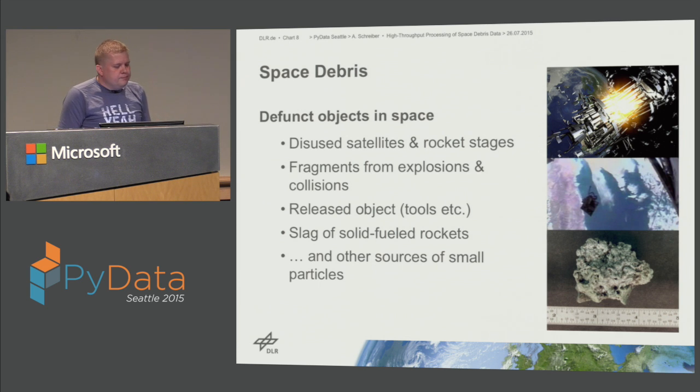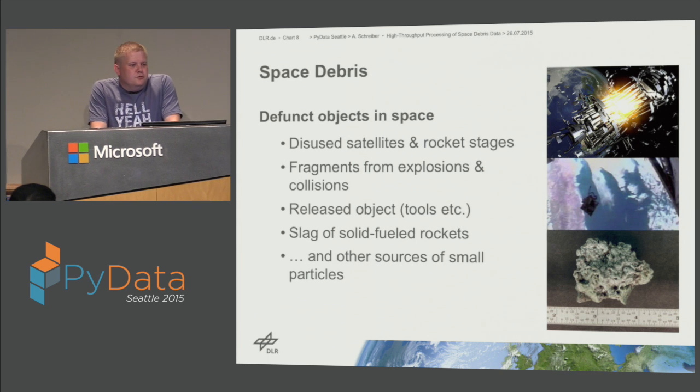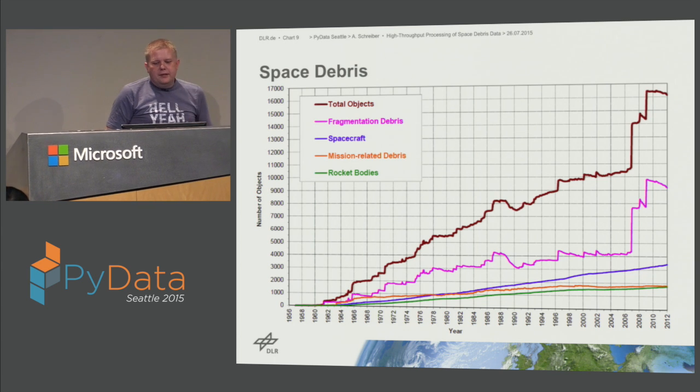Space debris, or space waste, is defunct objects in space: satellites that are no longer used, rocket stages, fragments from explosions and collisions, and released objects, like tools astronauts lost after repairing things, slag of solid fuel rockets, and other sources. And the number of space debris objects in space is increasing.